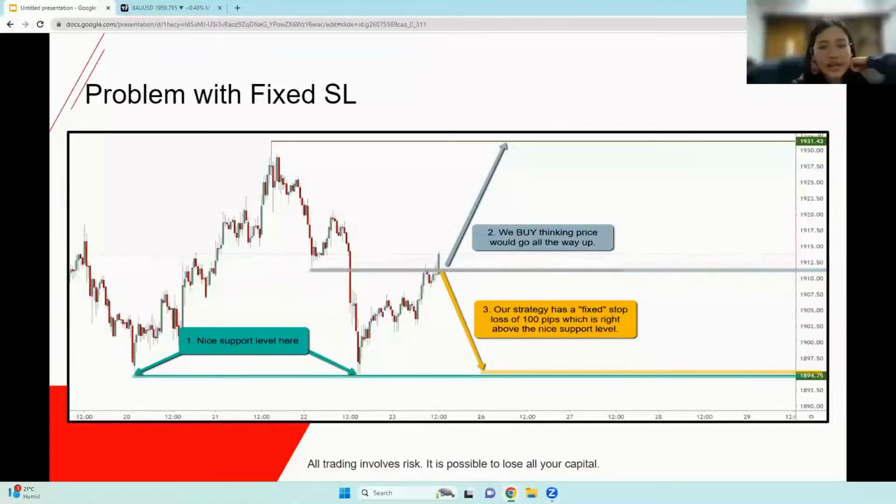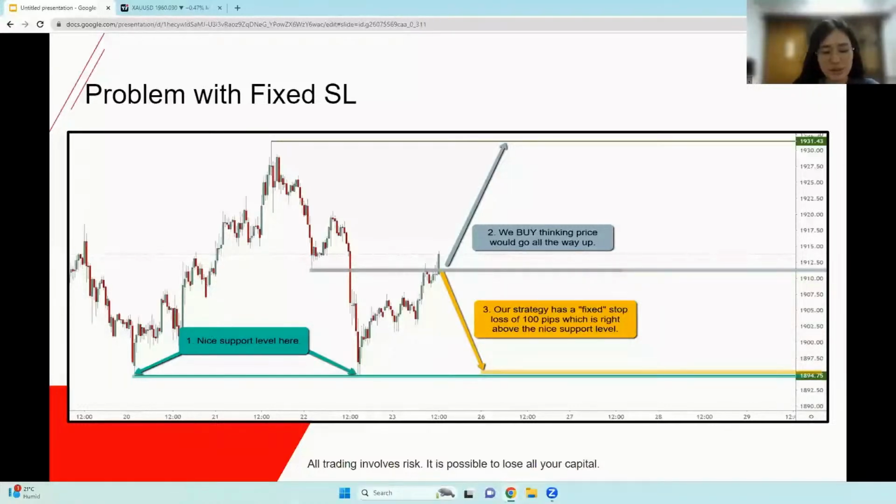Okay, here's an example to show you why you shouldn't have a fixed stop loss. This applies for really any trade that you are looking at. It doesn't just have to be for gold. Even if you're trading currencies, it's the same thing. Okay, so here's an example.